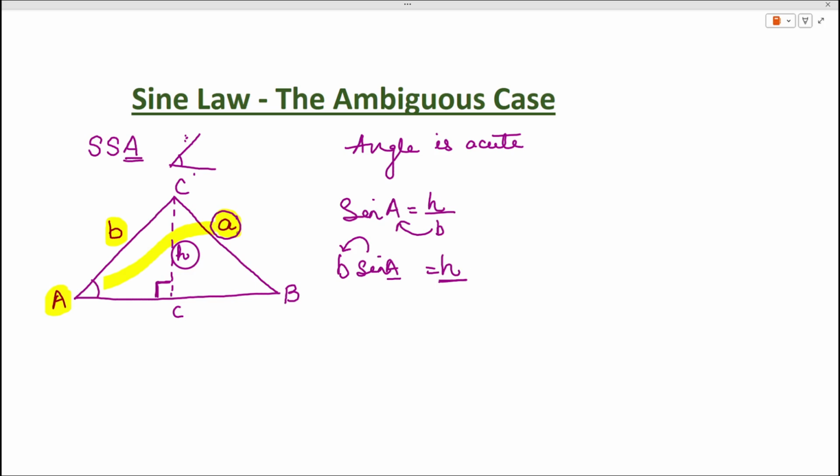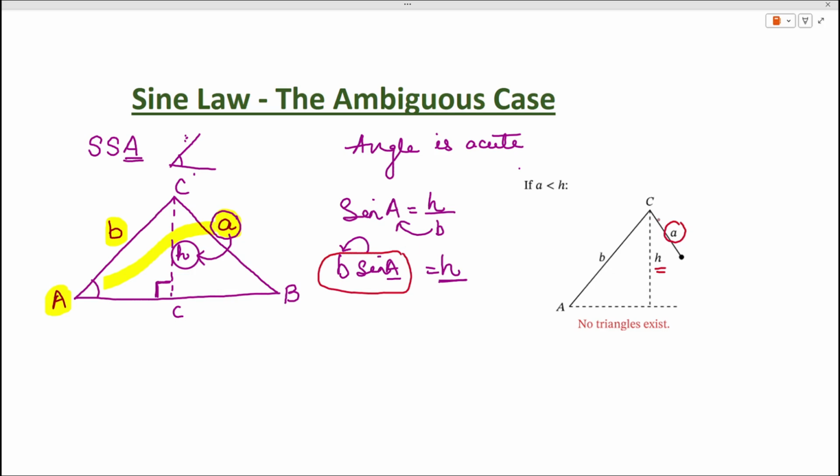Now we have to compare side a with the height. Suppose side a is less than the height we have calculated using b sine A. This means there is no way we'll be able to form the triangle, because side a will never be able to touch the base of the triangle. So in this case, we have no triangle existing.